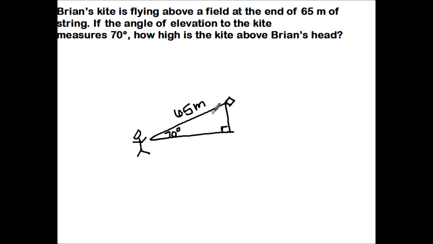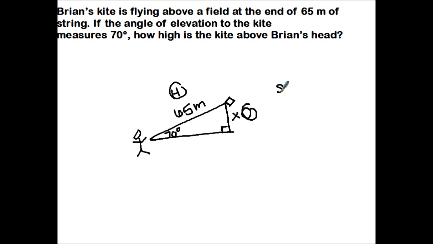What am I trying to find? How high is the kite above Brian's head? So how high above the head is the kite? So that would be this thing here. All right, what trig function would we have to use? Well, the 65 is your hypotenuse, and the x that I'm trying to find is the opposite side. So, given the opposite and the hypotenuse, it looks like I want to use sine.